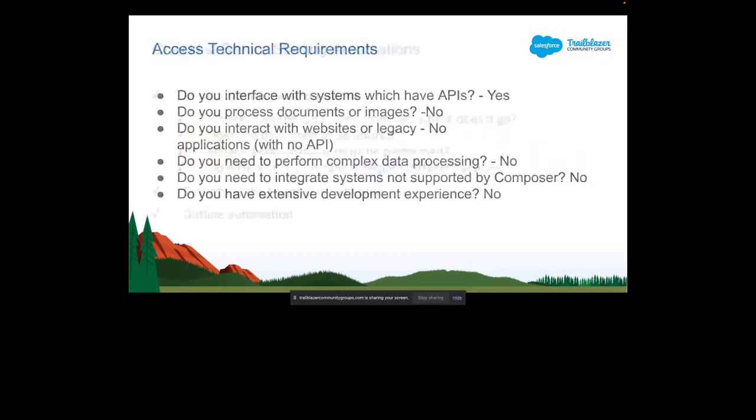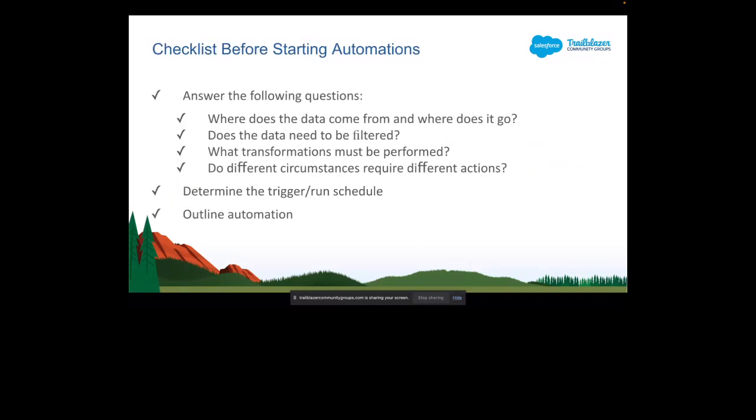Then the second question: where does the data need to be filtered? Currently, no. Every lead is very precious to any organization, or to me, and for that reason I'm not filtering out any data. Then what transformation must be performed?